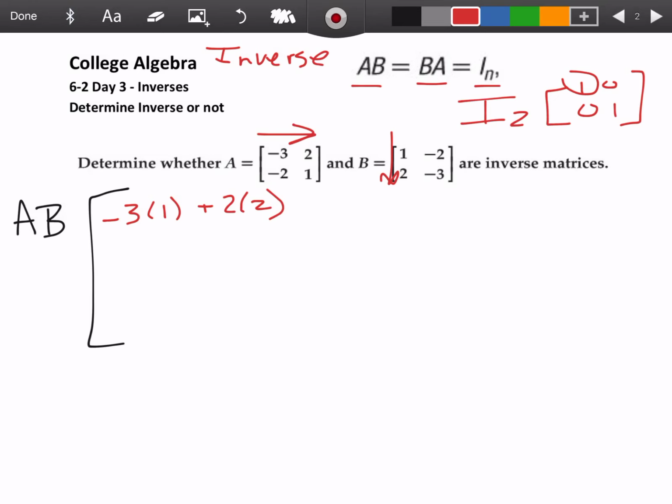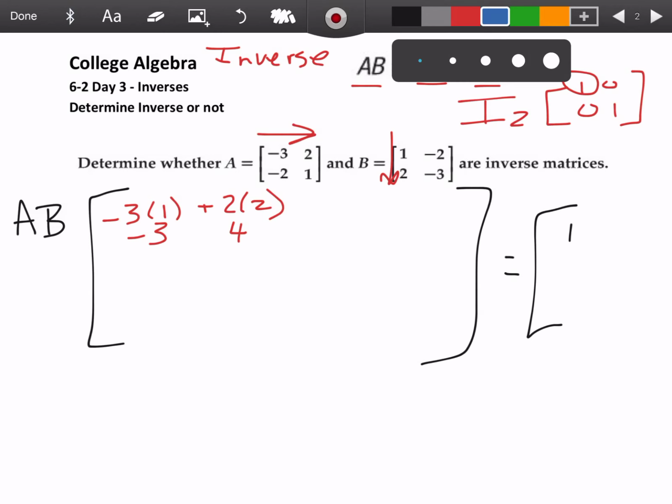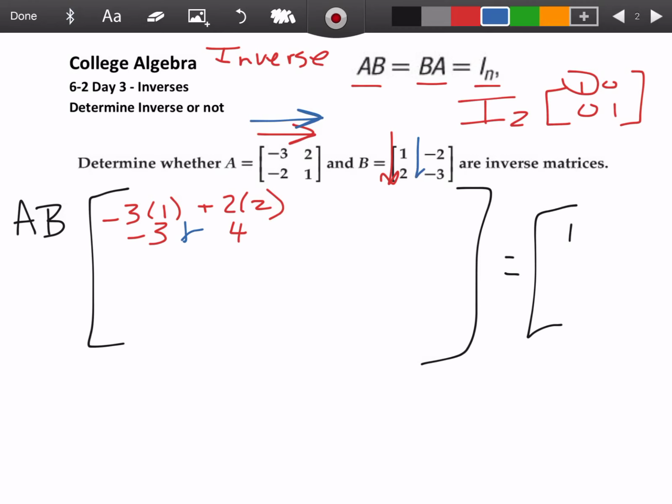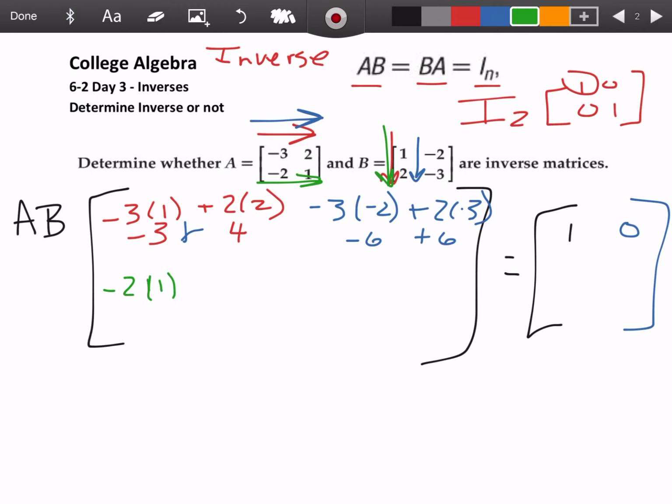What I like to do right away is go through and say, okay, negative 3 and 4, and we know that's a 1 already. Then I'll go across here, because we have negative 3 plus 4, we get the 1. Then we're going to go down this second column. So we have negative 3 times negative 2 plus 2 times negative 3. This would be negative 6 plus 6, and sure enough, that's 0. Down here in the bottom, we're going to go down this first column, so we have negative 2 times 1 plus 1 times 2. That'd be negative 2 plus 2, and sure enough, that's 0.